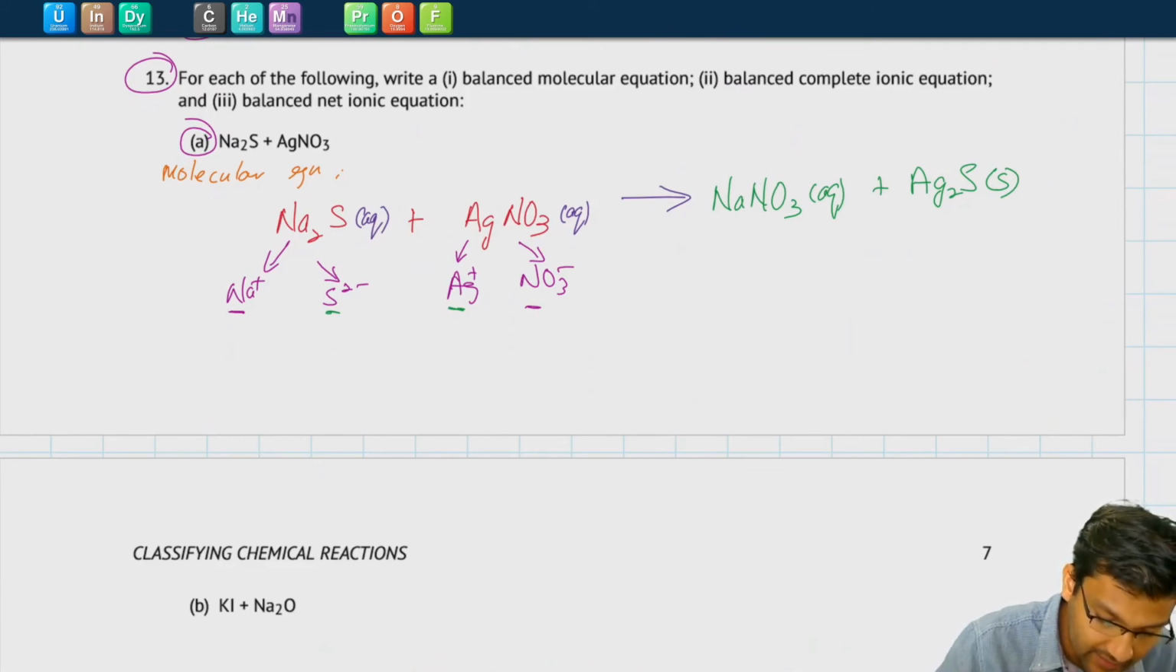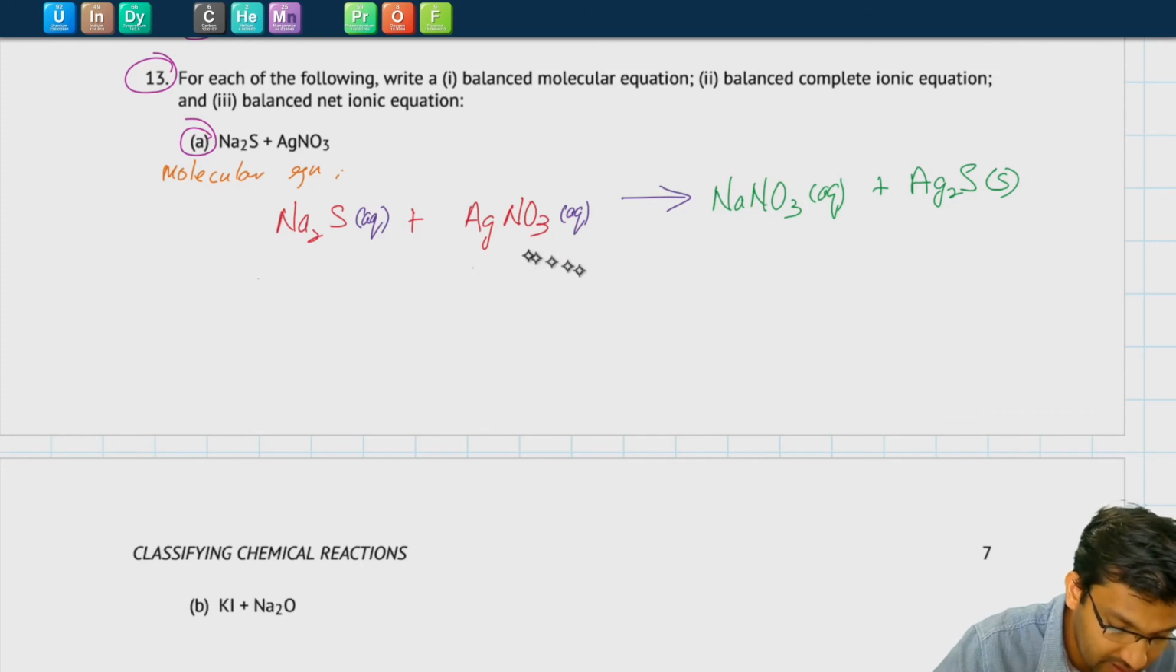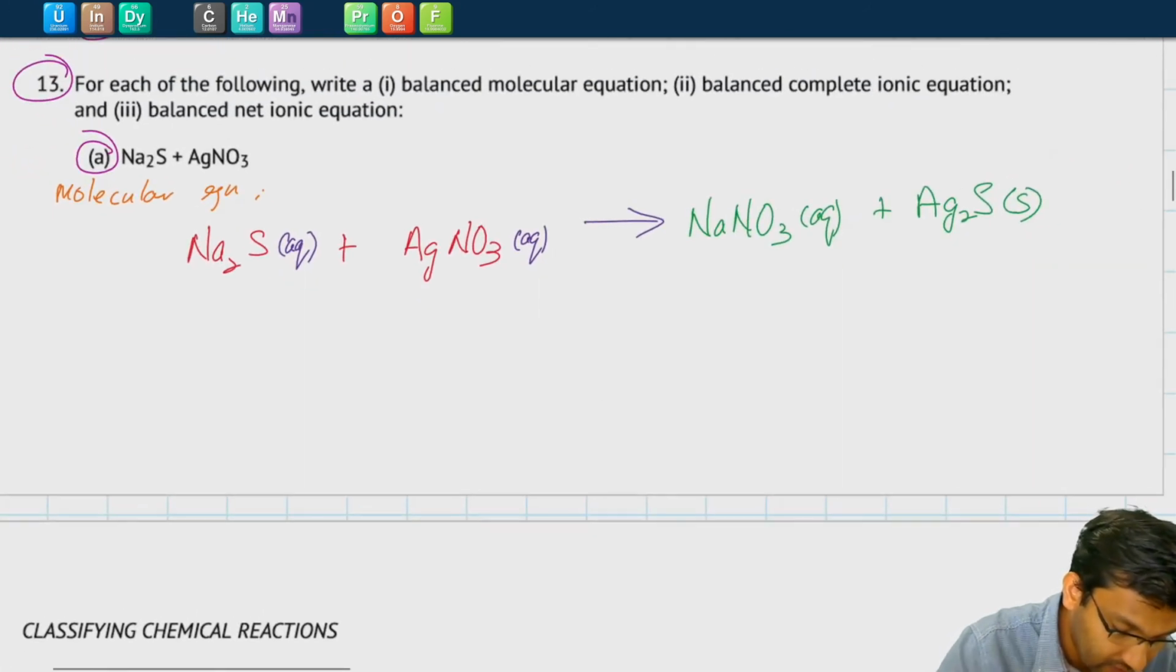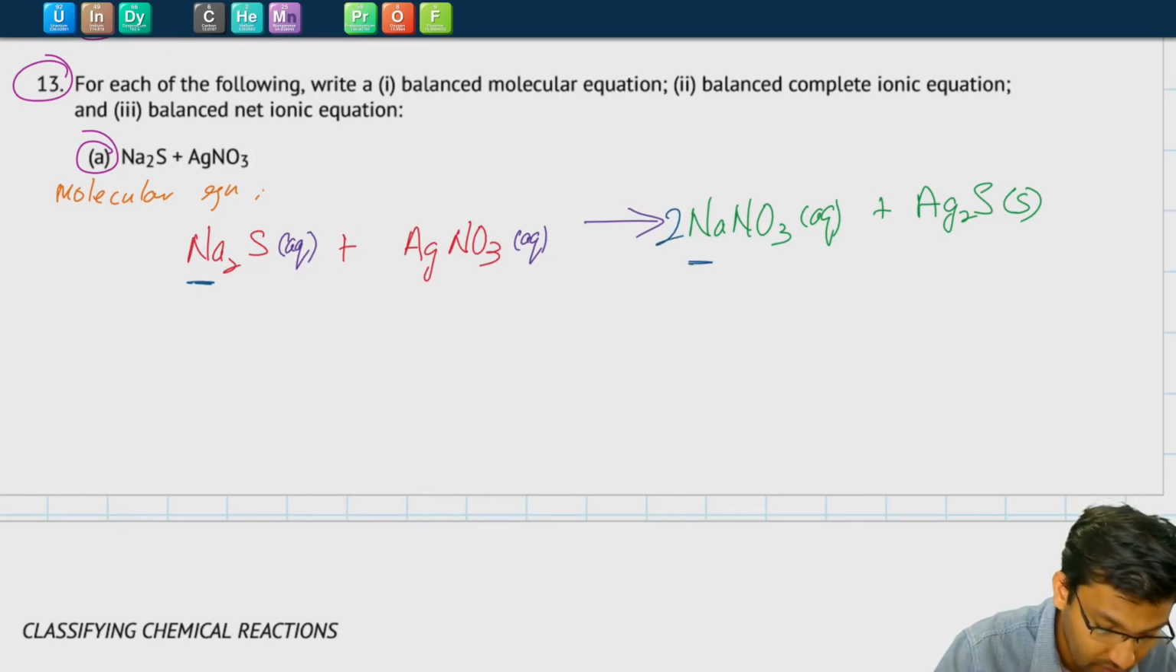Now we need to balance this molecular equation. We figured out the products, now we need to balance it. Okay, we have 2 sodiums on the left, 1 sodium on the right, so let's make that a 2. That gives us 2 nitrates on the right, but only 1 nitrate on the left, so let's make that a 2. That gives us 2 silvers on the left, there's 2 silvers on the right, so that's all okay. We have 1 sulfide on the right, 1 sulfide on the left, so we're now balanced.